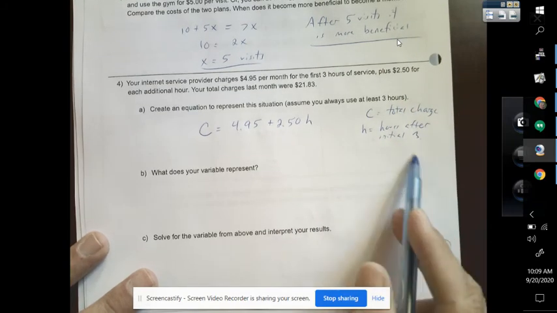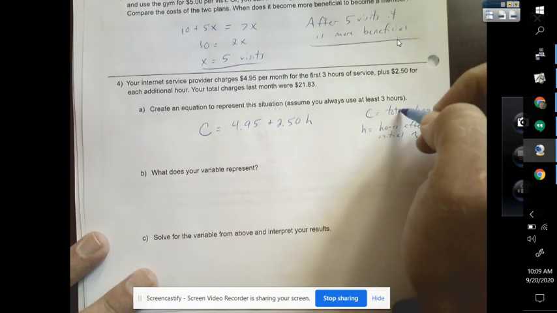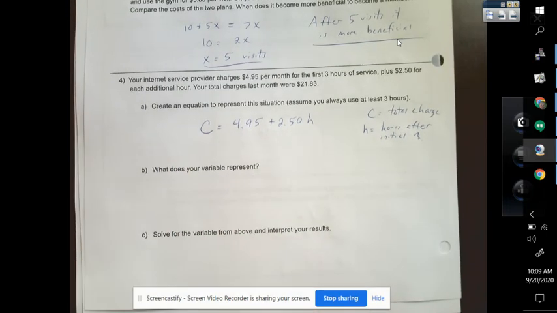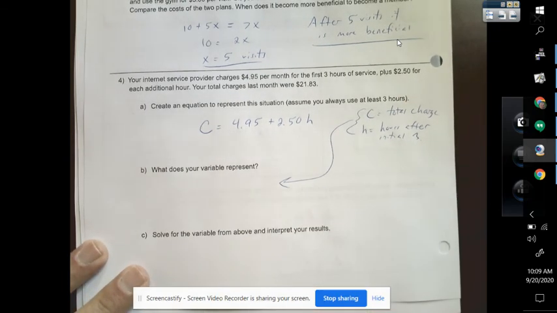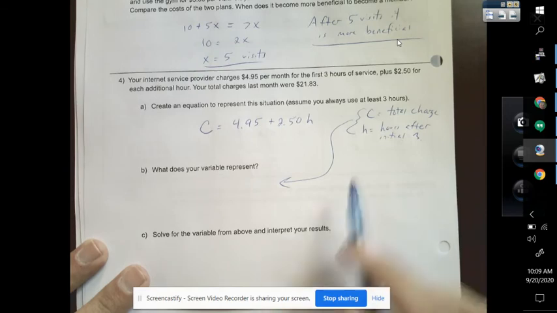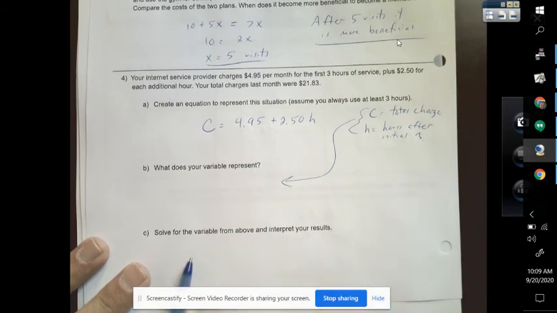It's always going to help you guys out if you label what you did for your formulas, just like we do in our other classes as well. It makes it better in the long run. What does each variable represent? So we've labeled them already. It's just a very good habit to get into. Solve for the variable from above and interpret your results.